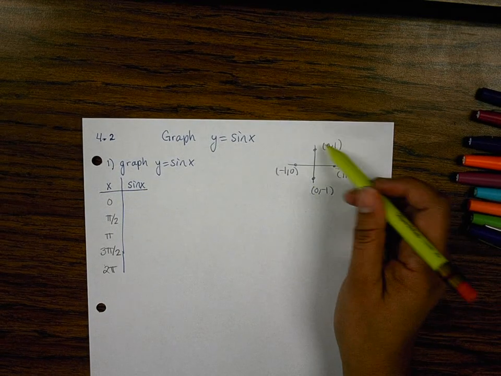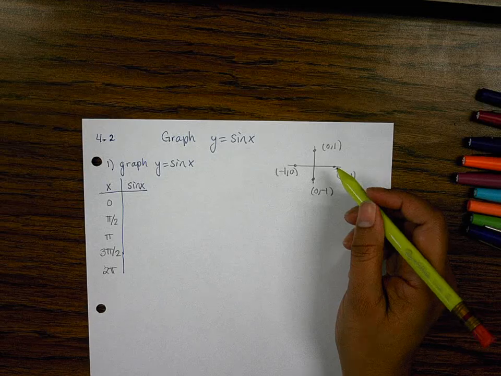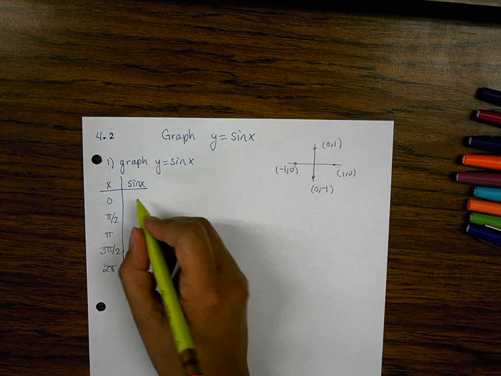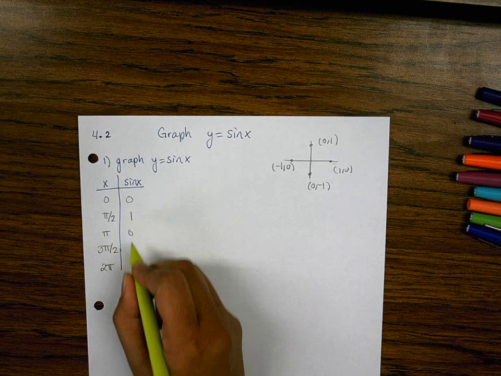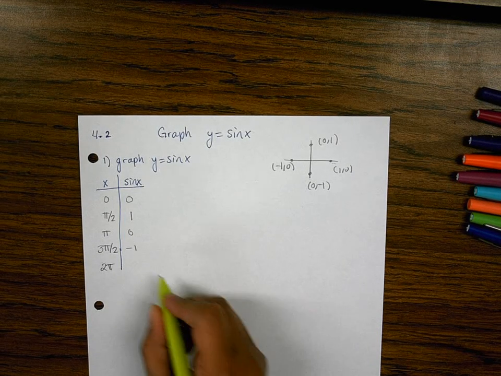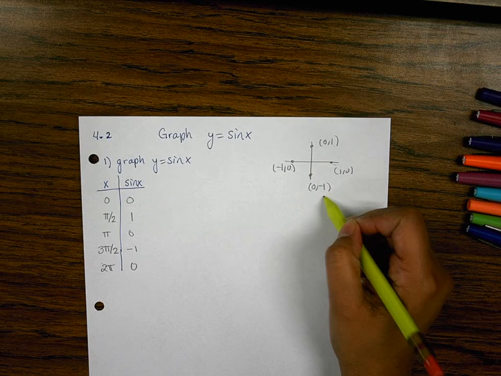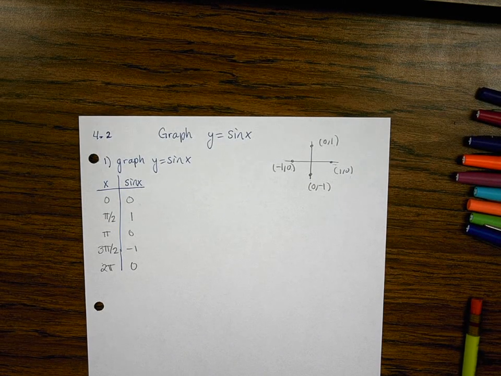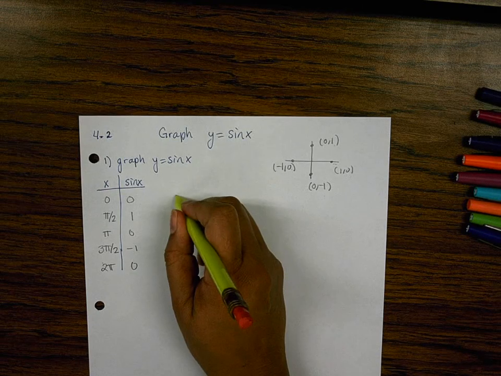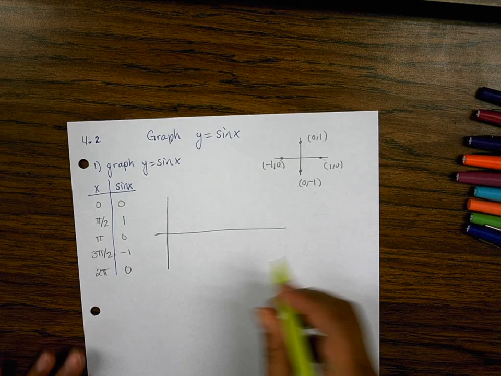Okay, so let's just go around and pick up our sine values. Sine values being the y values. At 0, it's 0. Pi over 2 is 1. At pi, it's 0. 3 pi over 2 is negative 1, and 2 pi, it is 0. 0, 1, 0, negative 1, 0. Okay. Let's go ahead and graph.